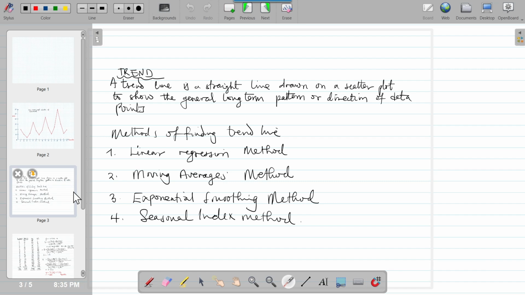Now, a trend is a straight line drawn on a scatter plot. There are several methods of finding a trend line, but one of them is the linear regression approach, moving averages, exponential smoothing method, and seasonal indexing method.